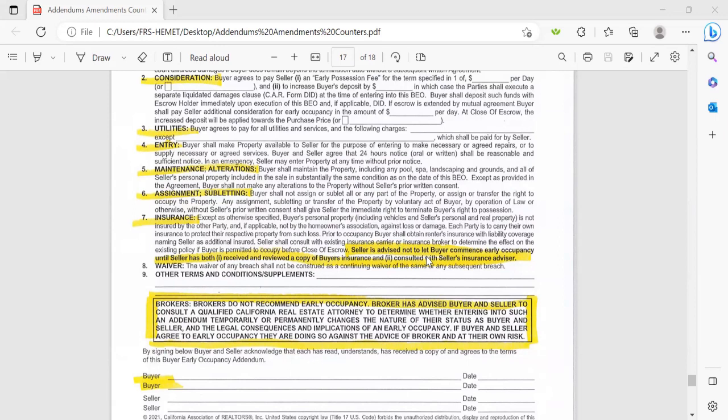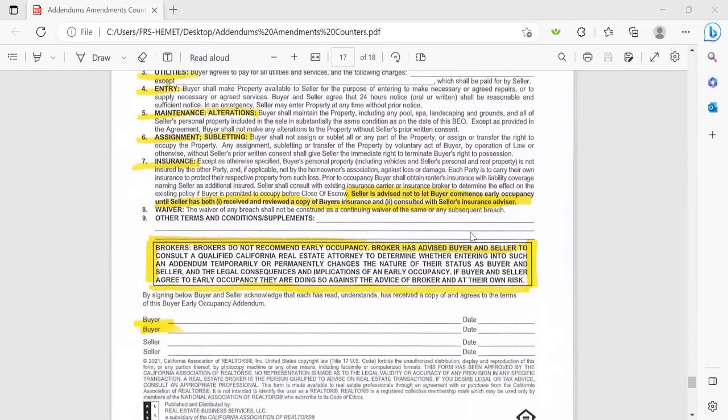How do I know that they're going to leave the house in the same shape it was when we did our VP? Who knows? The other thing is, it says here, just like on the other one, seller is advised not to let buyer commence early occupancy until seller has both received and reviewed a copy of the buyer's insurance, consulted with seller's insurance advisor, and there are just too many things that can go wrong when somebody goes in there early. And so we give seller's advice. Here it says, and I highlighted this because of it, brokers do not recommend early occupancy. Okay, that's simple. That's us saying we don't advise that.